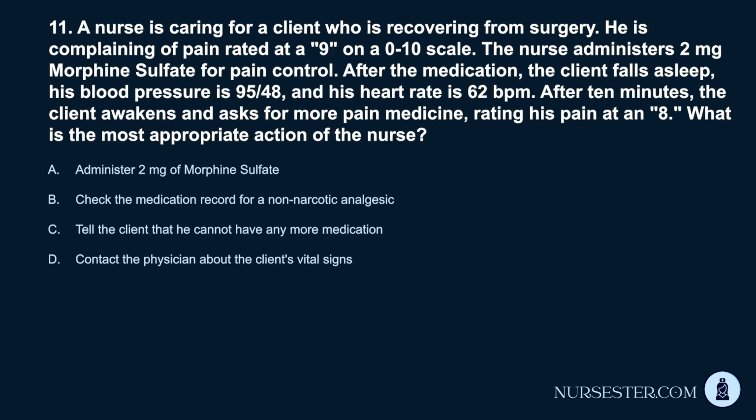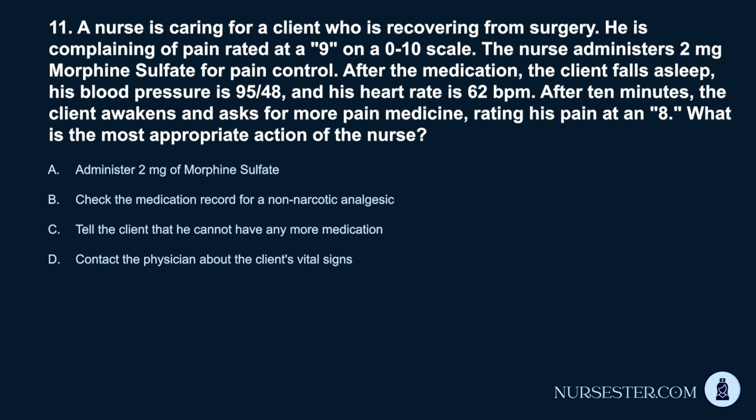11. A nurse is caring for a client who is recovering from surgery. He is complaining of pain rated at a 9 on a 0 to 10 scale. The nurse administers 2 mg morphine sulfate for pain control. After the medication, the client falls asleep, his blood pressure is 95/48, and his heart rate is 62 bpm. After 10 minutes, the client awakens and asks for more pain medicine, rating his pain at an 8. What is the most appropriate action of the nurse?